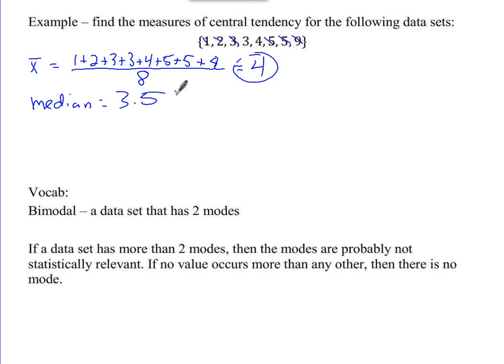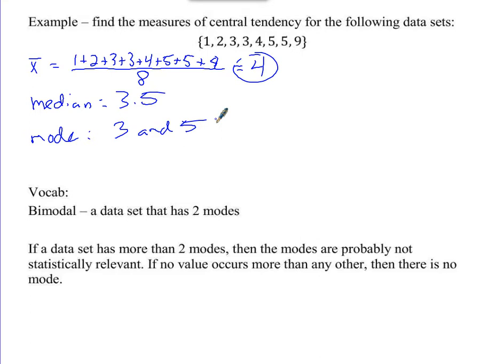What about the mode? Okay, so looking at these numbers, which one occurs the most? Let me erase. You notice that the 3 is repeated. We see that one twice. But the 5 is also repeated. So in this case, we actually have two modes, 3 and 5. There's no special symbol. We're just going to write mode, and we have two modes on this one, 3 and 5.